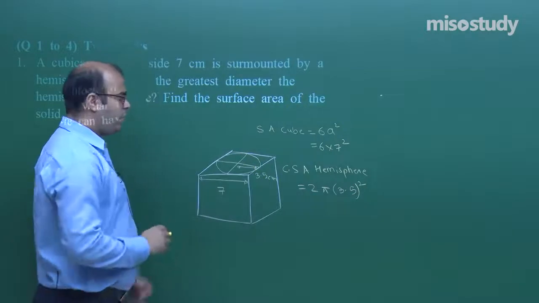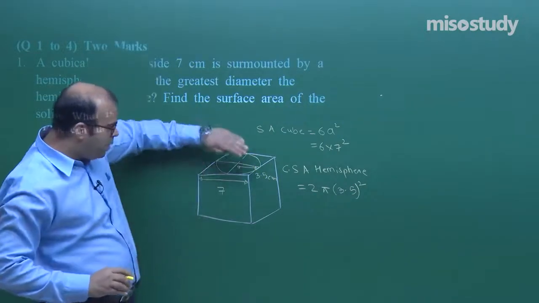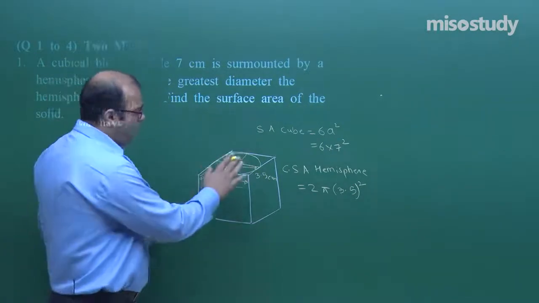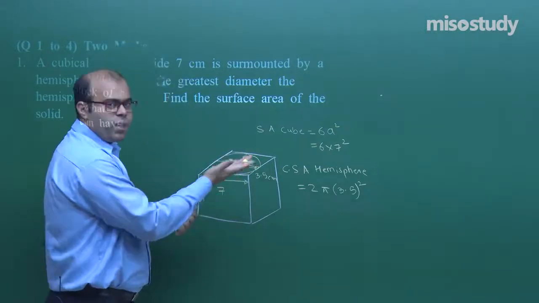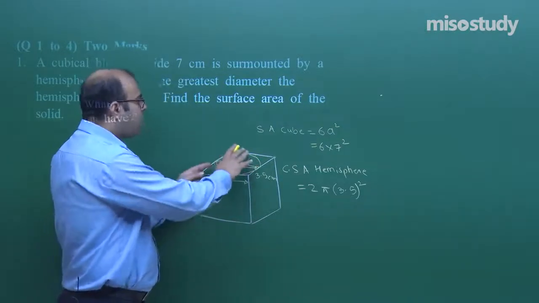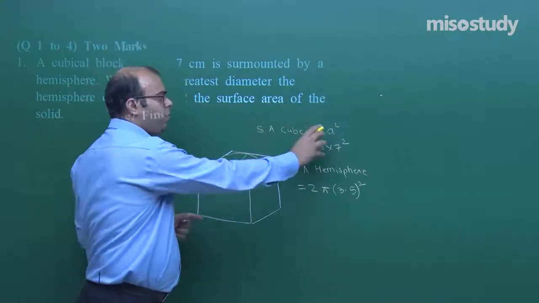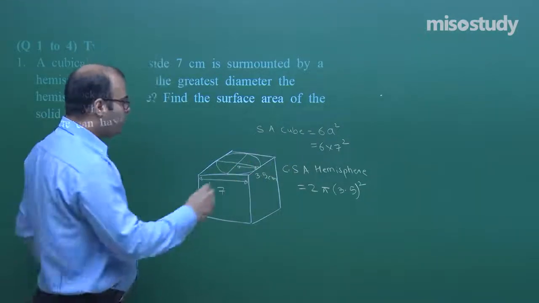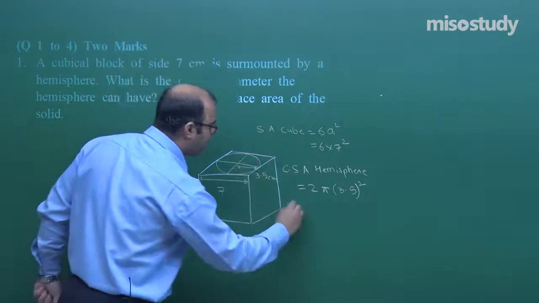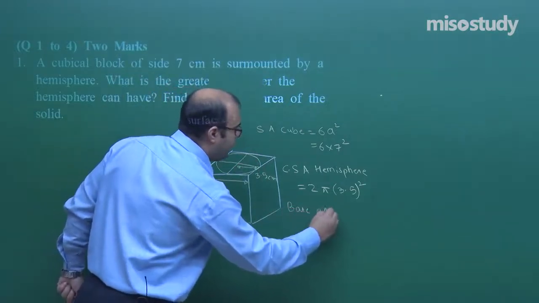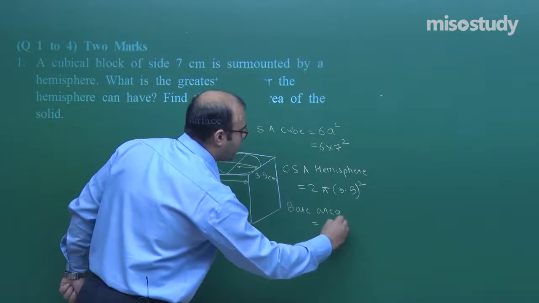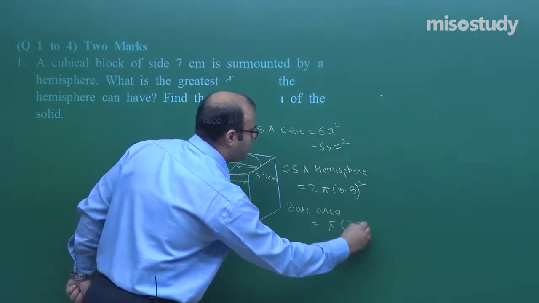Now there is an important thing. If you surmount it by a hemisphere, the base of the hemisphere will cover part of this cube. So that area will have to be subtracted from the surface area of the cube. What is that area? The base area of the hemisphere is equal to pi r square, that is pi into 3.5 square.